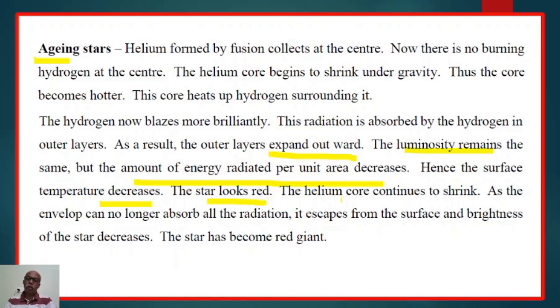The helium core continues to contract as the envelope can no longer absorb the radiation. It escapes from the surface and the brightness of the star decreases. The star now becomes a red giant.